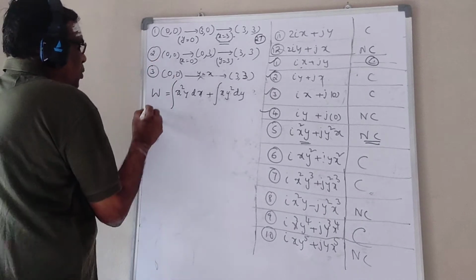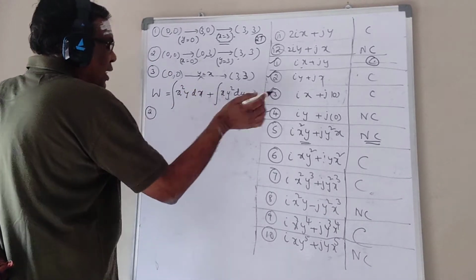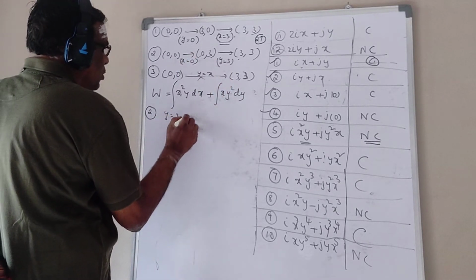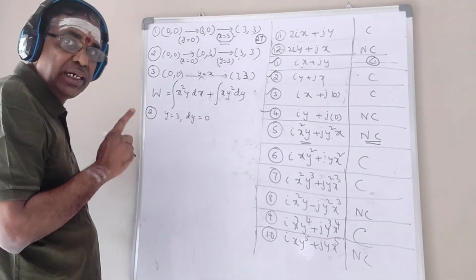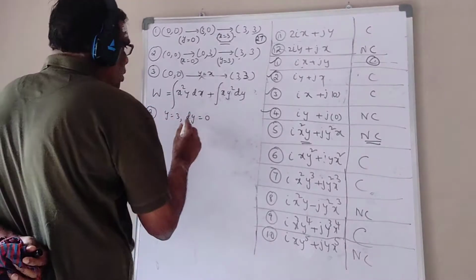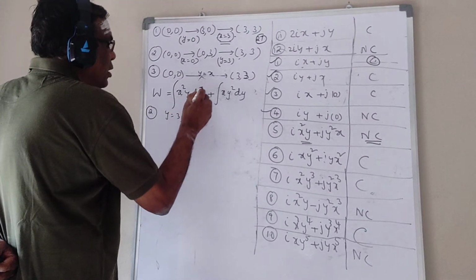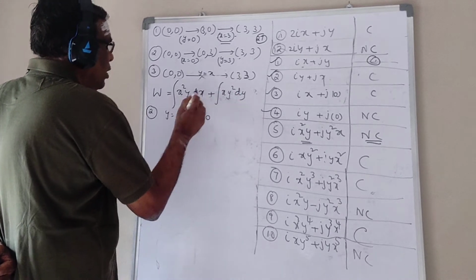Now let us go to path 2. X is 0, so dx is 0. This both will cancel out. So y is equal to 3, dy is 0. I am giving you this detail every time because you should understand the process. Y is equal to 3, dy is equal to 0. Therefore, this will cancel, and only this will remain.